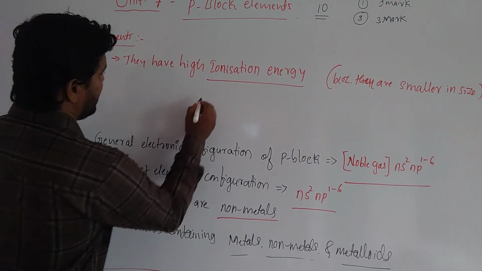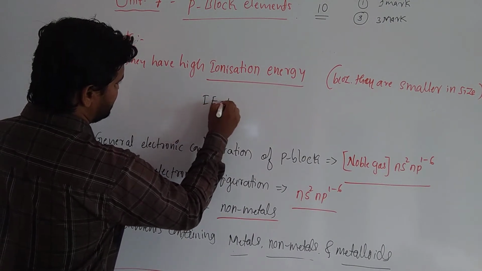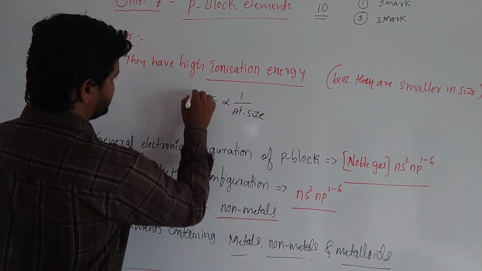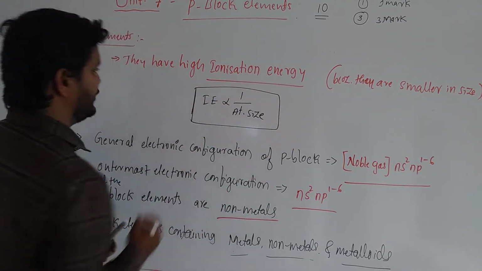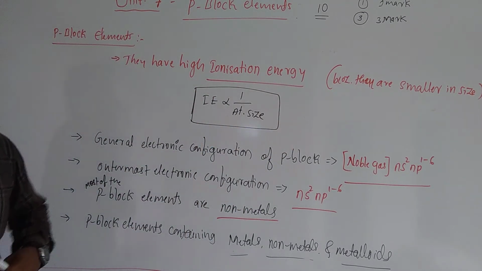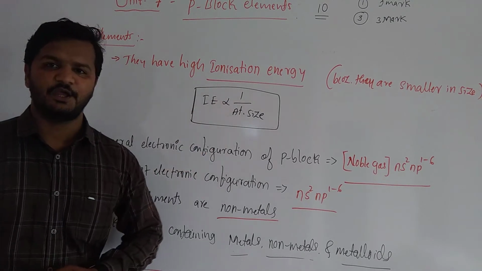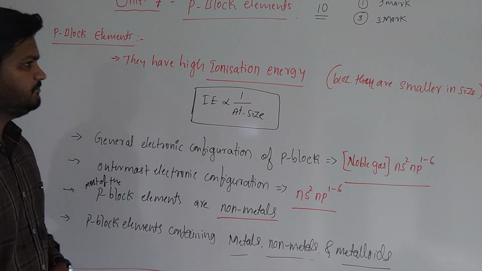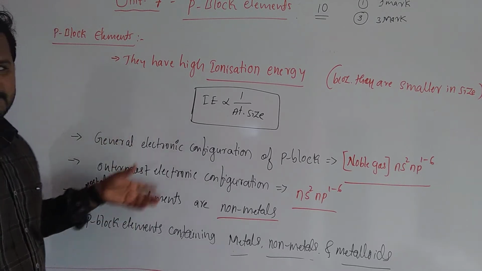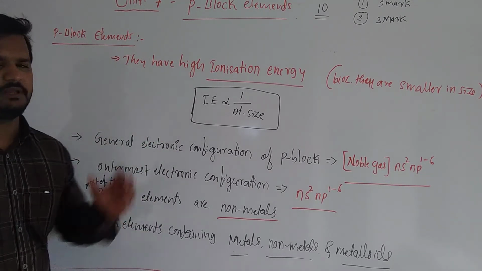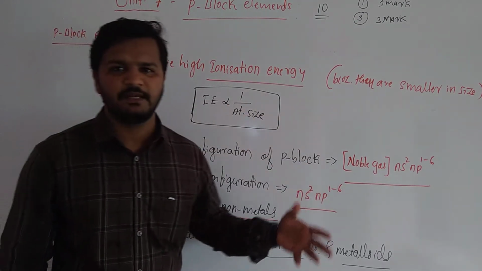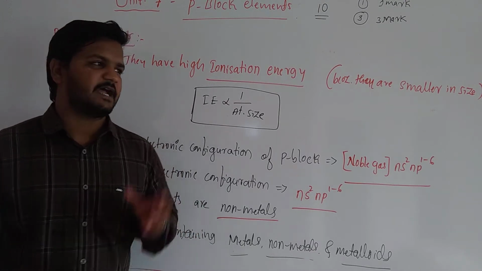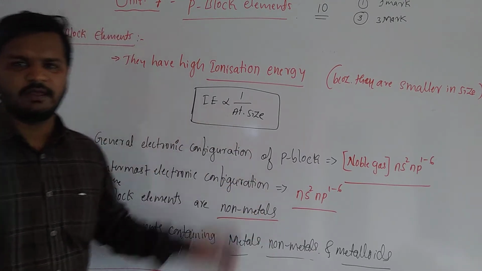And students, ionization energy is inversely proportional to atomic size. That is why p block elements have a high ionization energy. And next, let us start with the elements: boron family, carbon family, nitrogen family, oxygen family, halogen family, and the noble gas family, and their general electronic configuration, oxidation state and valence electrons. Okay, let's start with that.